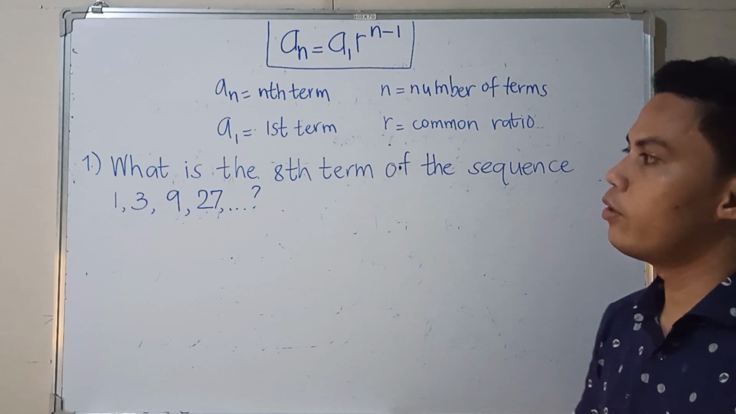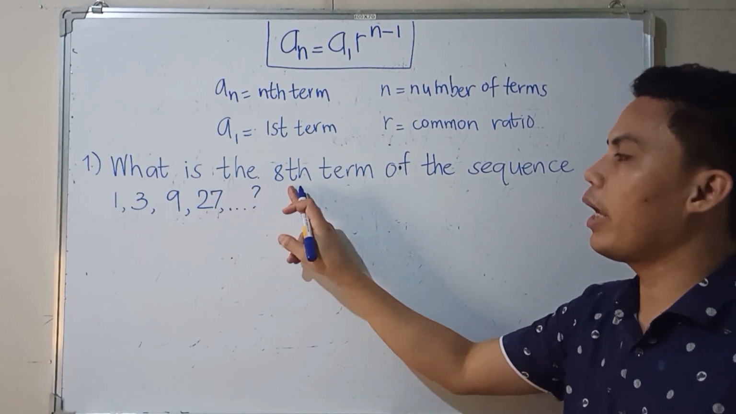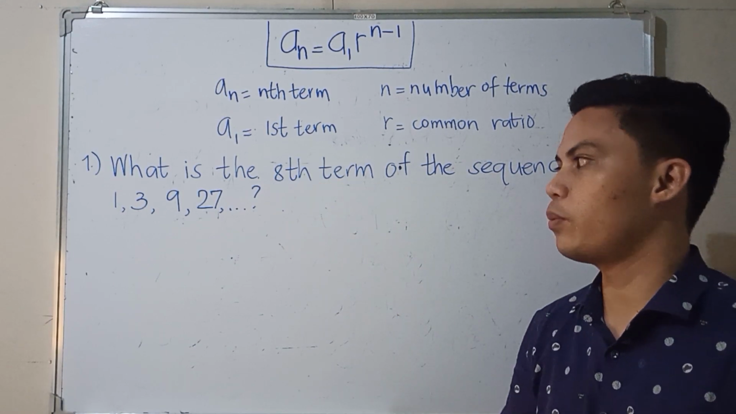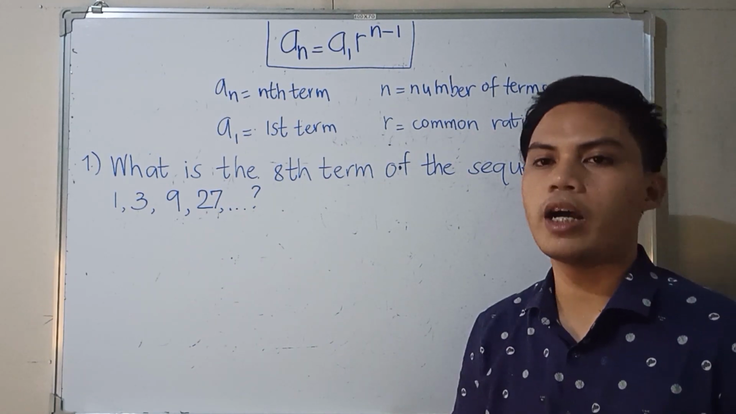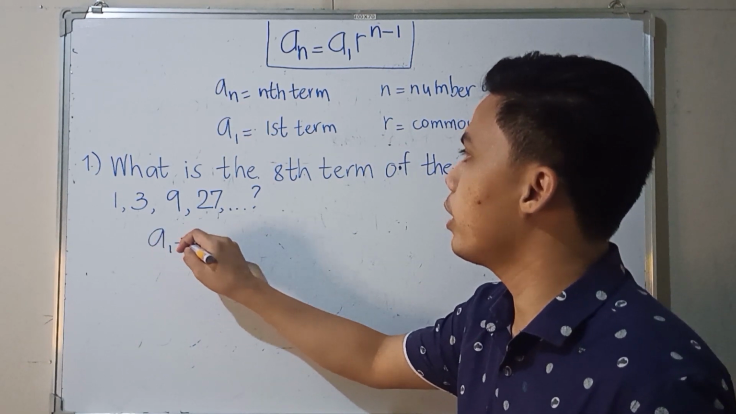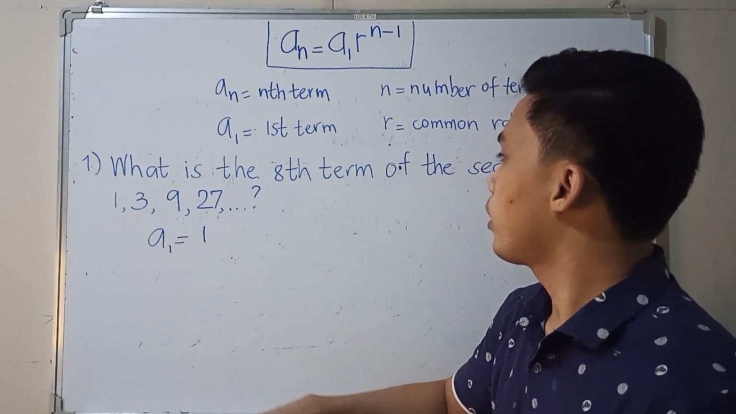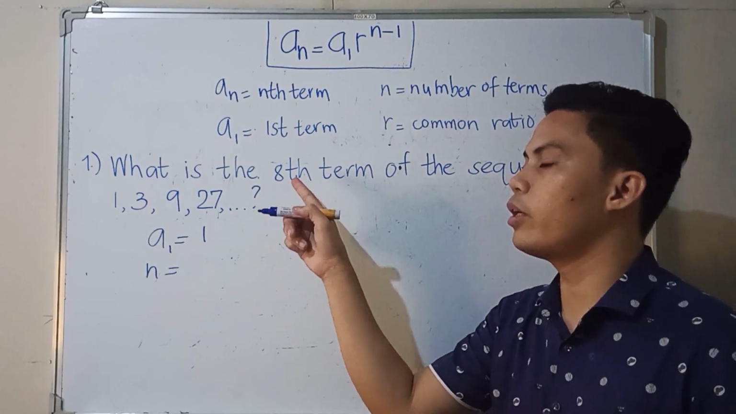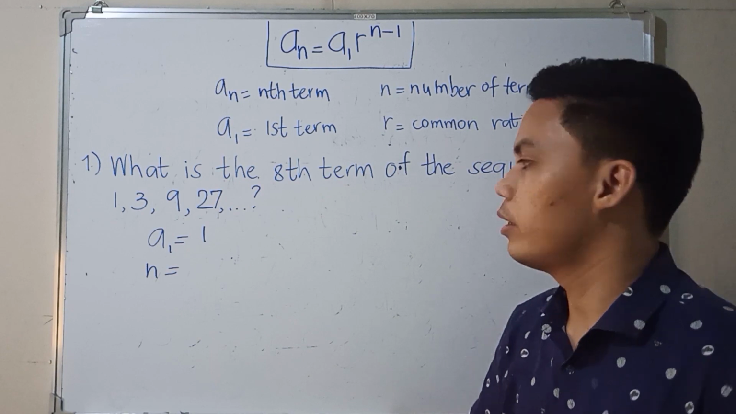Okay, so let's solve problem number 1. What is the 8th term of the sequence 1, 3, 9, 27, and so on? First things first, kailangan natin isulat yung mga given. So, a sub 1 natin is 1, the first term. Tapos, ang n natin would be what? Since we are looking for the 8th term, ang number of terms natin would be 8.